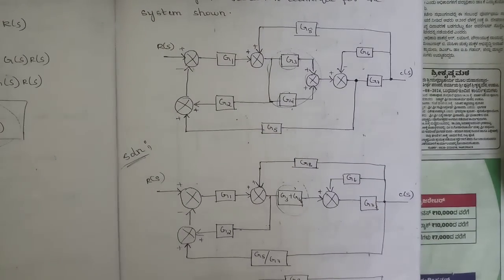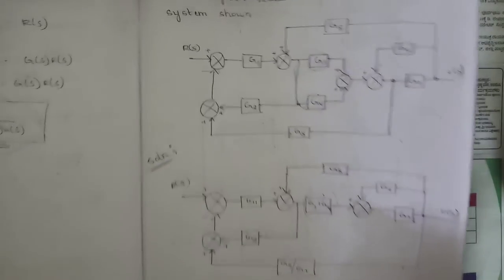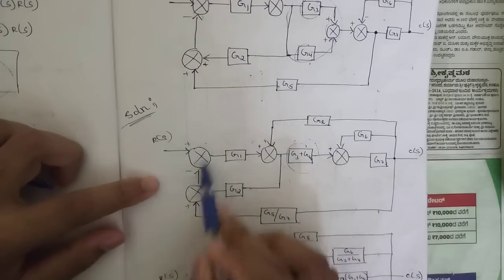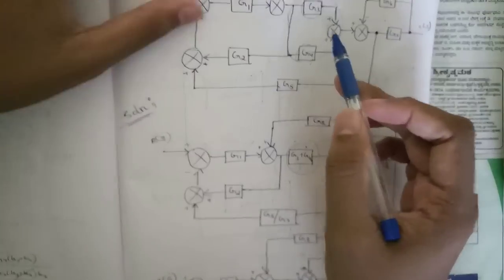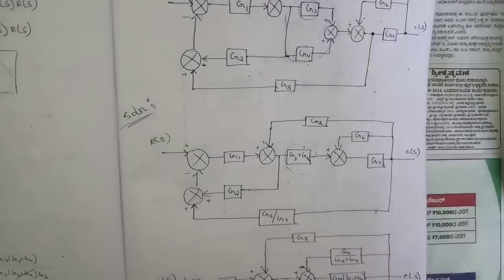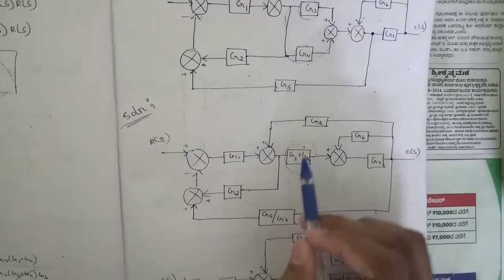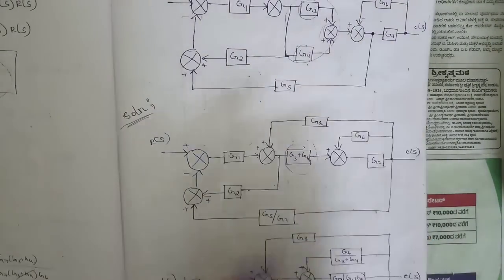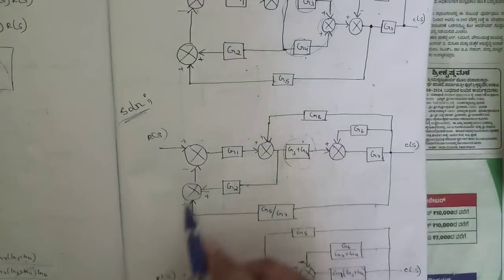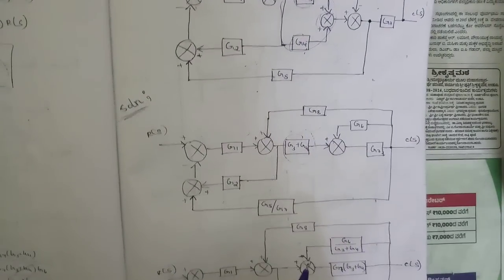Okay, so those two changes I have made, and I have rewritten the first step here, where all the things remain as they are. In this place the summing point would be gone, and these two would be added up, G3 plus G4. Then the rest of the things in this step I have written as they are, and here this would be replaced by G5 by G7.